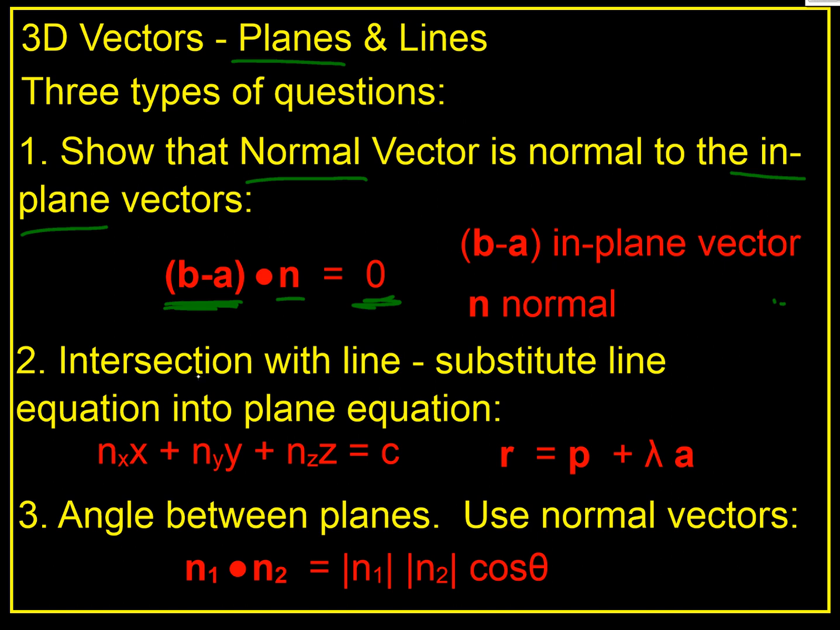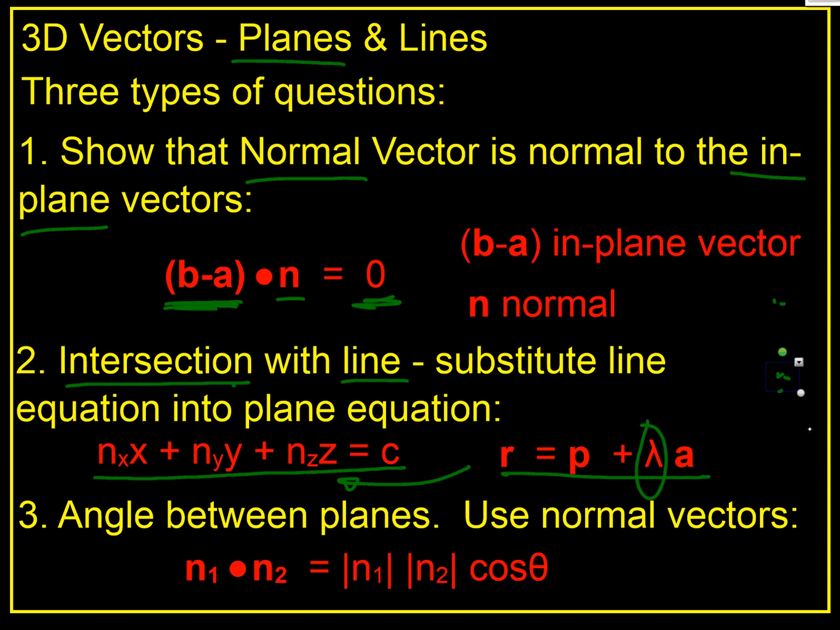That's the first one. Secondly, they can ask you to find the intersection of a plane with a line. Ask you to find the point, and if we know our line vector, we can substitute those values into our plane equation and find the value of lambda, and then substitute that back into our line equation to find the point.